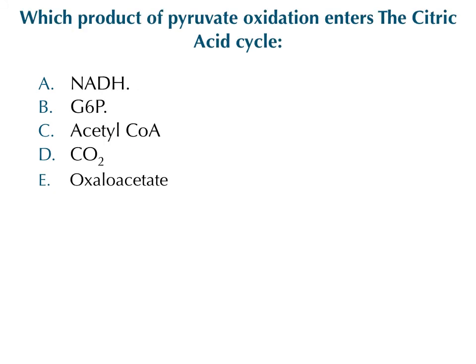Which product of pyruvate oxidation enters the citric acid cycle? Okay, do you remember what happens? Okay, so pyruvate is our 3-carbon fragment, and it has carbon dioxide split off, so that is not what enters the citric acid cycle. That's a waste product. And our 2-carbon fragment, or acetyl group, joins with CoA and forms acetyl-CoA. So that is the answer.